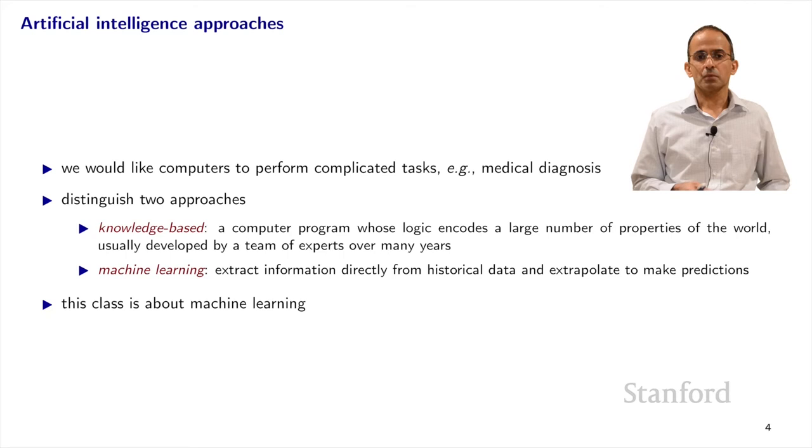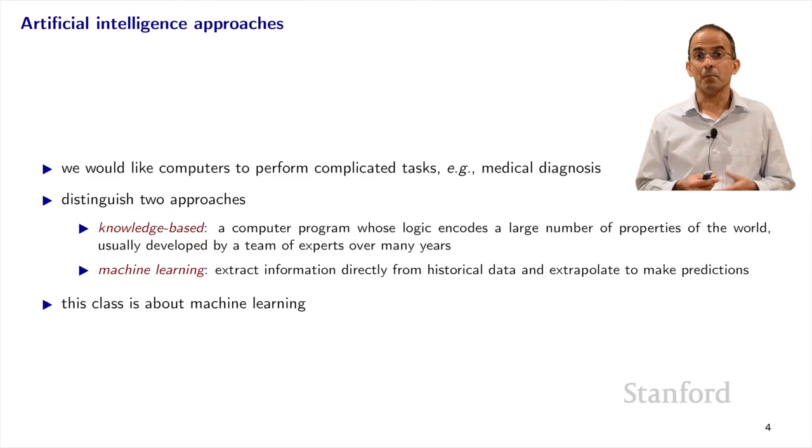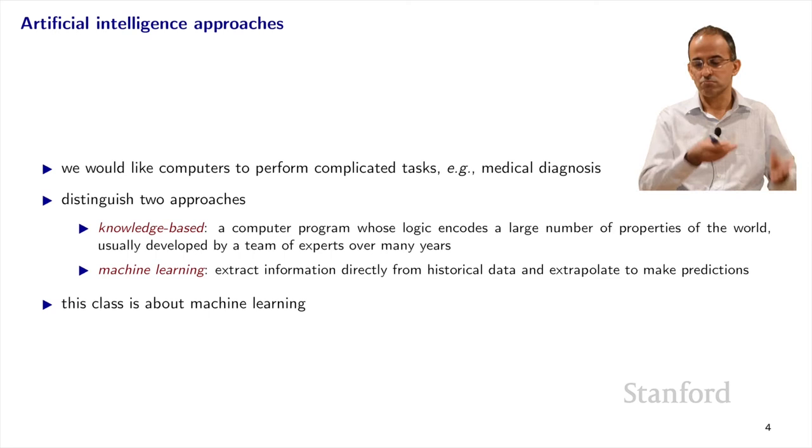So at a high level, the main idea of artificial intelligence is that you would like a computer to perform a very complicated task, something such as medical diagnosis. And here we can imagine that we have a patient who has a medical history. A bunch of symptoms, a bunch of test results, and a bunch of data that are properties of the patient, their height, their mass, their gender, and so on. And we give all this information to a computer in some format, and we'd like the computer to come back and say, what's wrong with the patient is this.